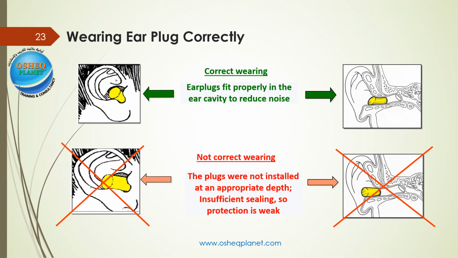Wearing earplugs correctly. Now the question is how to wear the earplug correctly. As seen from the photos, the first two upper photos illustrate the correct wearing, which means that earplugs fit properly in the ear cavity to reduce noise. The two lower photos represent incorrect wearing, which means that the plugs were not installed at an appropriate depth, with insufficient sealing, so protection is weak.